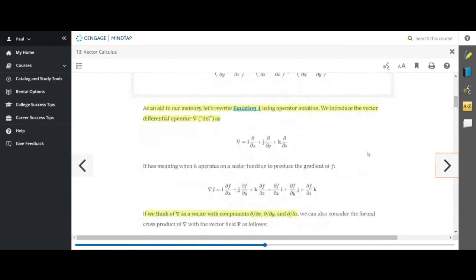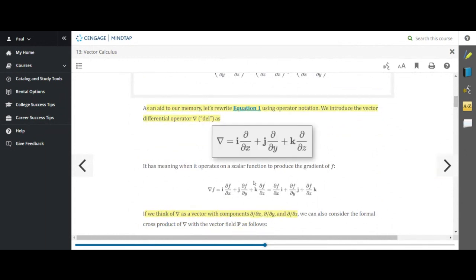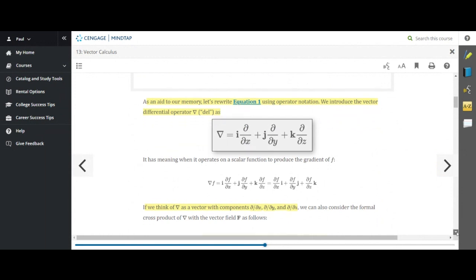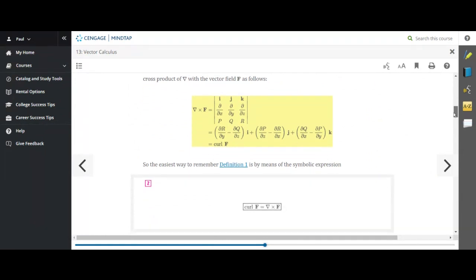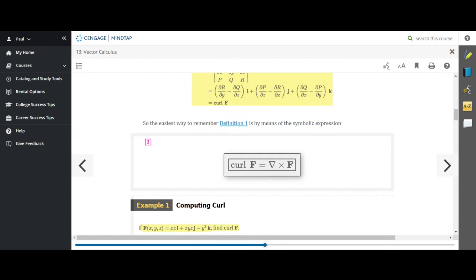And so we defined what's called a del operator. If we were to take the cross product of the del operator with the vector field, it would produce the curl of the vector field. And so now we have a way to easily find the curl of a vector field without remembering the complicated definition.